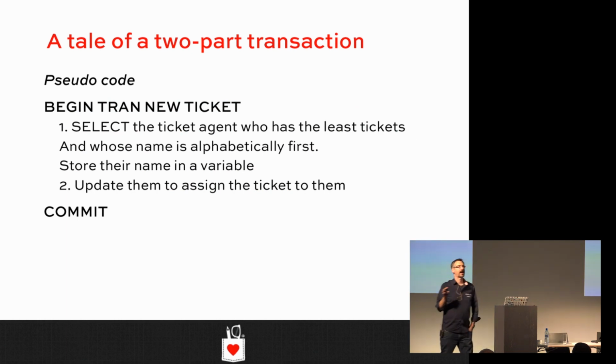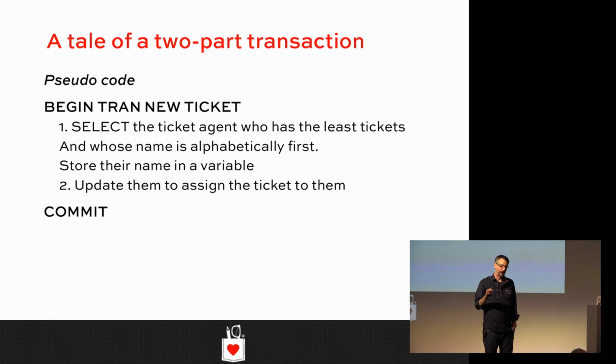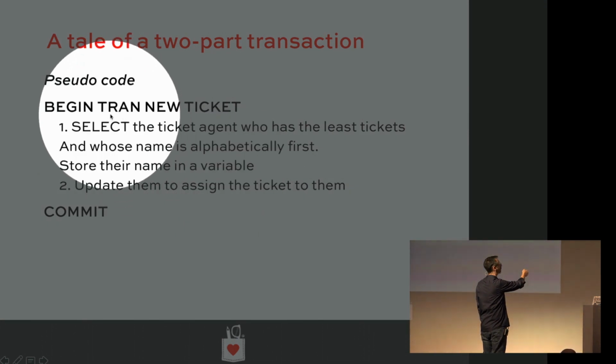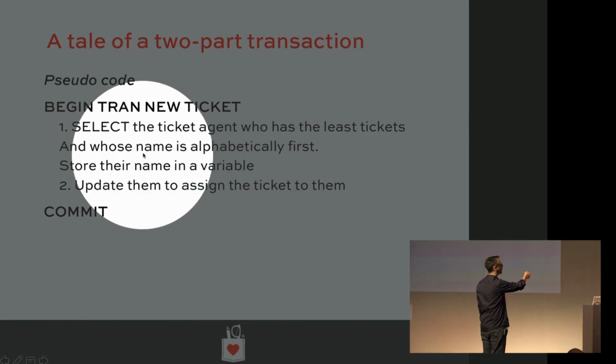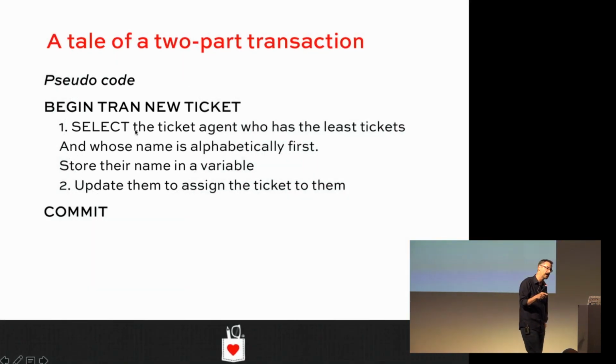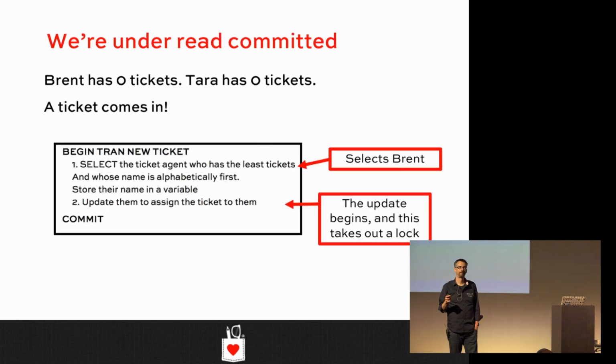So let's say we have a really bad stored procedure. I'm not saying this design is right. This design is awful. But let's say we have a stored procedure, and the first thing it does is start a transaction. It finds the person in our company who has the least tickets assigned to them and is alphabetically first, and puts that in a variable. Then it updates that help desk person and the ticket to assign it to them.